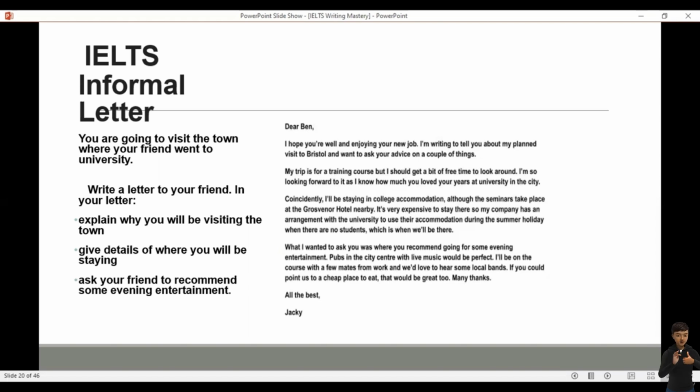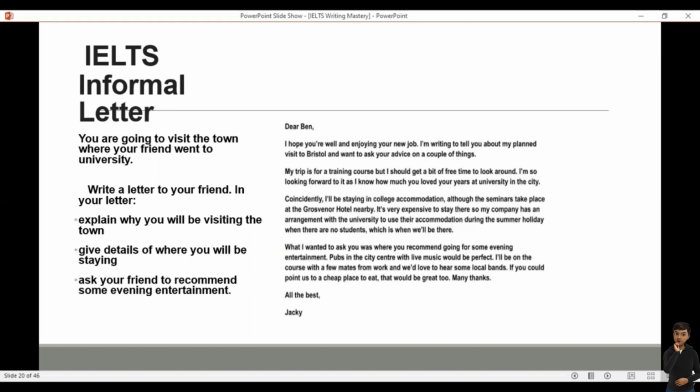Now, second bullet point, give details of where you will be staying. Coincidentally, I will be staying in college accommodation, although the seminars take place at the Corenson Hotel nearby. It's very expensive to stay there, so my company has an arrangement with the university to use their accommodation during the summer holiday when there are no students, which is when we will be there, right? So this is what I have done.